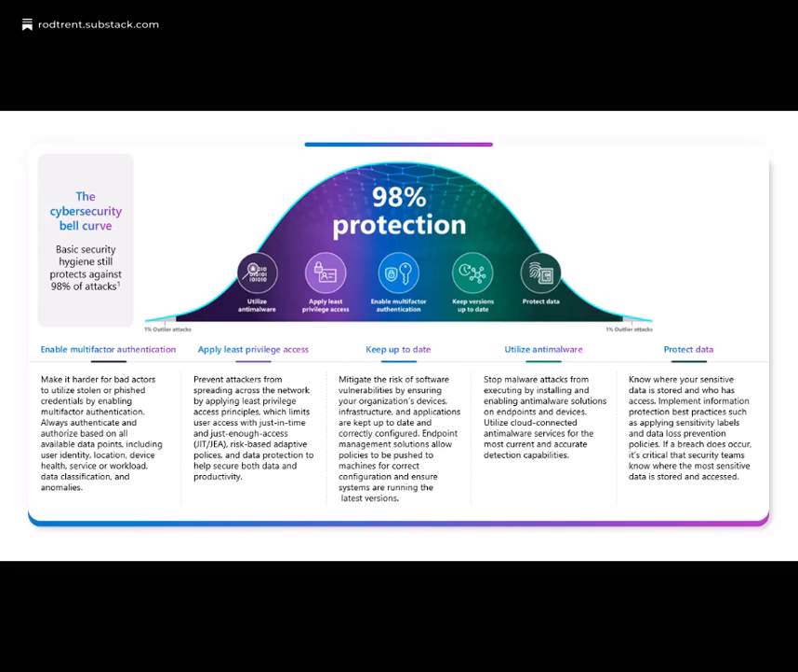So in summary, as we close this up, the cybersecurity bell curve provides a comprehensive approach to cybersecurity, starting with basic security hygiene. Okay, we can agree to that. By implementing practices like multi-factor authentication, least privilege, system updates, anti-malware solutions, and data protection, organizations can create a robust defense system for their generative AI applications.